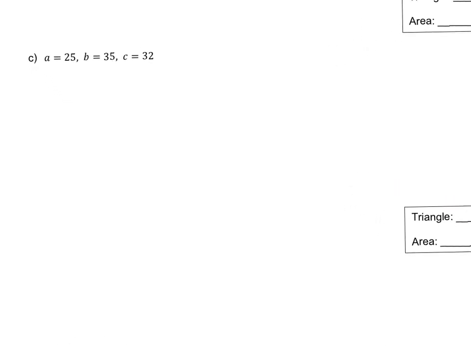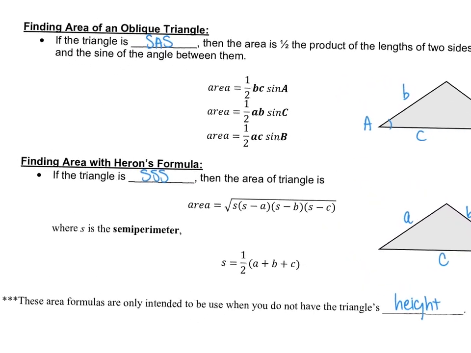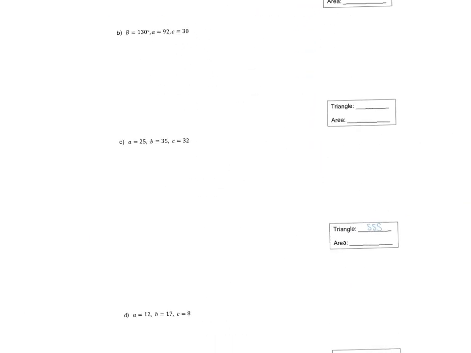Now, to do that, I can't use that first formula I was using before, the area formula for oblique triangles, the one that has sines in it. I don't want to use this formula because I'm not given an angle. Instead, I need to use Heron's formula. In order to use Heron's formula, I first have to calculate the semi-perimeter, which is adding up all the sides and then multiplying by half. So I'm going to do that first and figure out what that number is.